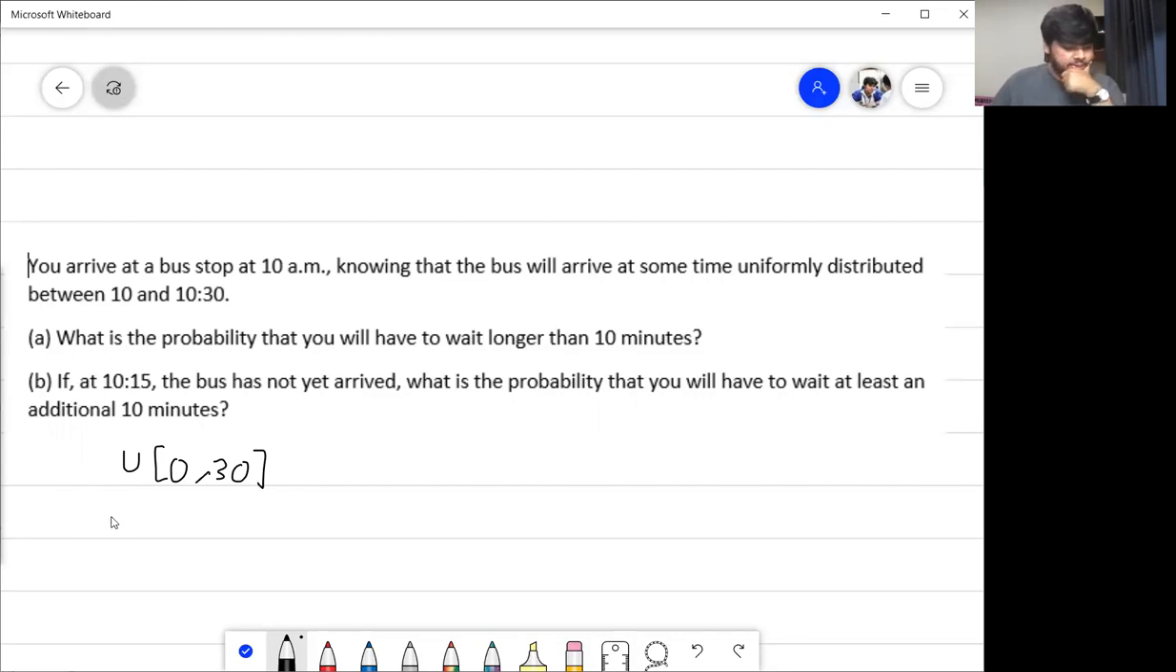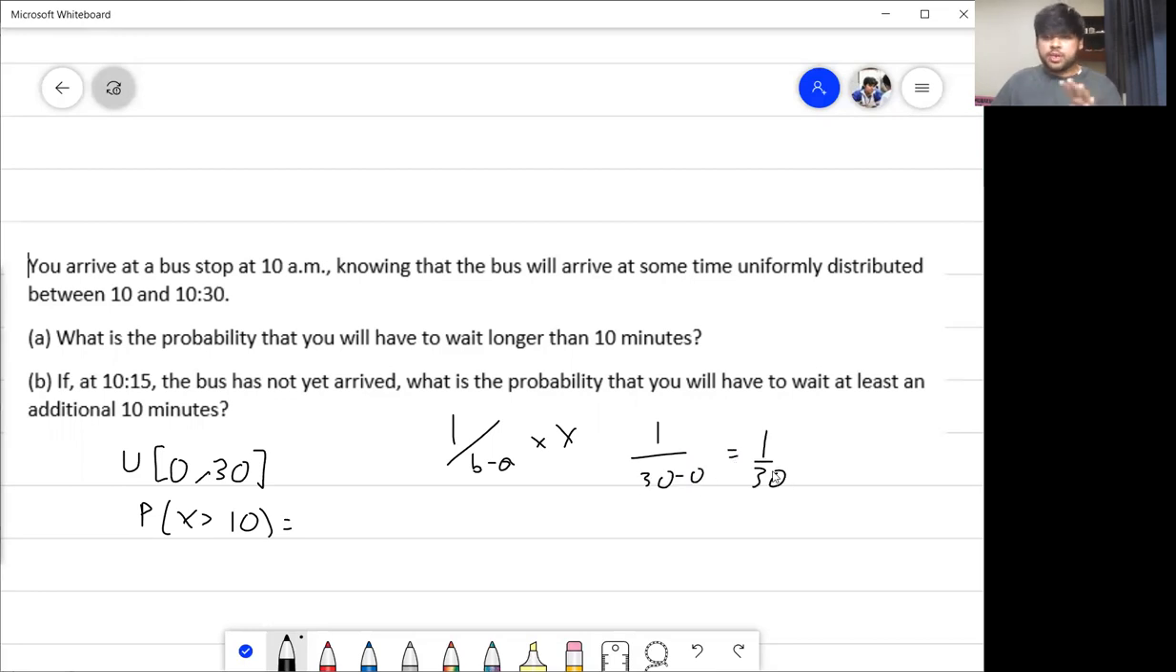The question now says: find the probability of x being greater than 10, that you will have to wait longer than 10 minutes. So x is greater than 10. Knowing the formula of the uniform distribution, 1 upon b minus a multiplied by the range of x, it will be 1 upon 30 minus 0, that's 1 upon 30. This is what I have to multiply with everything. Since x is greater than 10 and the maximum value is 30, the possible values in between are 20, so this will be multiplied by 20. This value should be 2 upon 3.